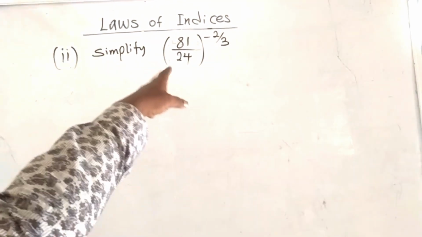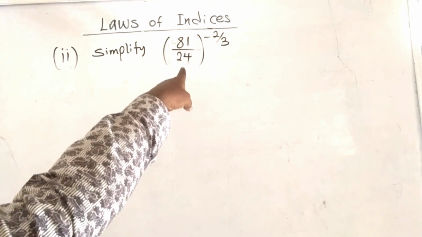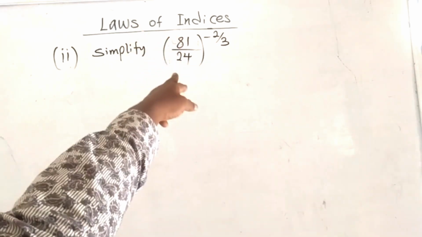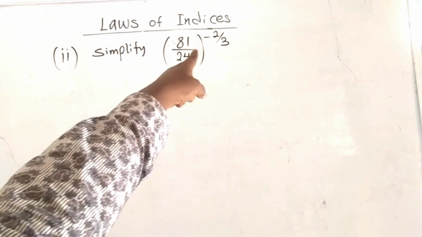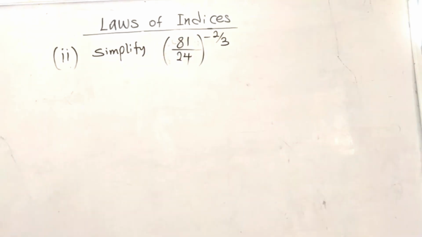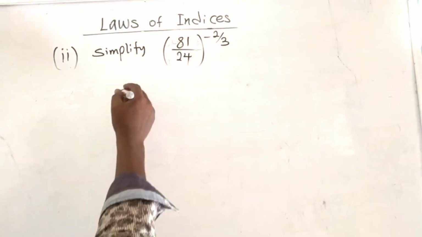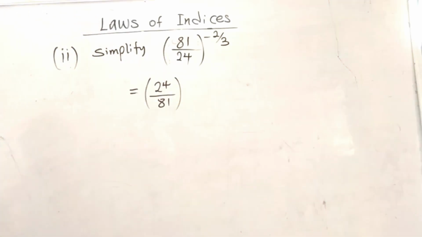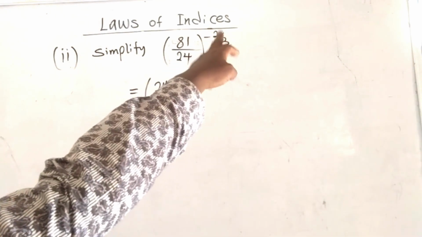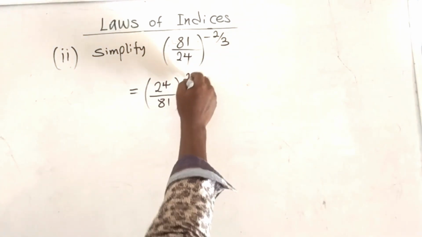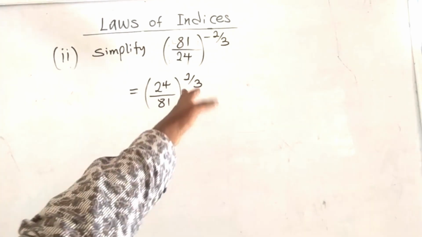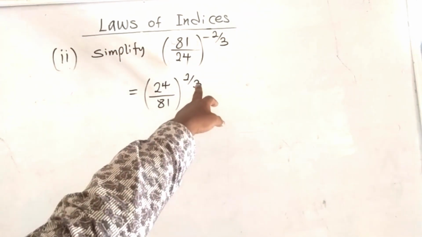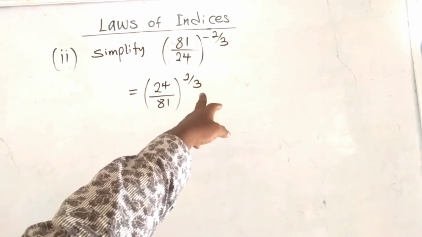Another example under this law: simplify 81 over 24, all raised to the power minus 2 over 3. We still do the same thing. Roll the fraction and change the sign of the power. By rolling the fraction, we have 24 over 81, then the power will change to positive 2 over 3. This tells you we have a cube root to find. When you have 3 in the denominator of the power, it tells you you have a cube root to find.